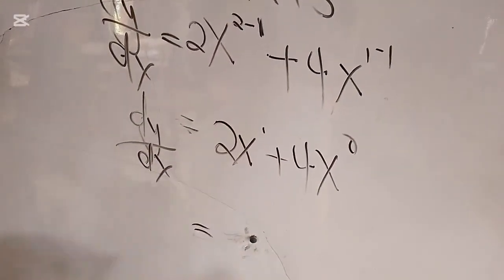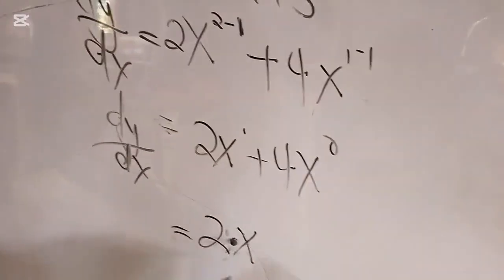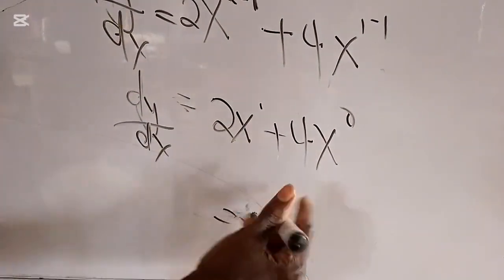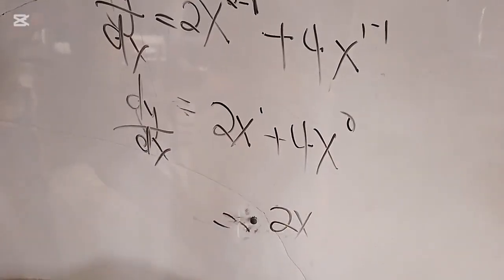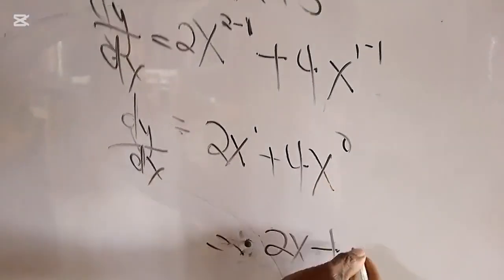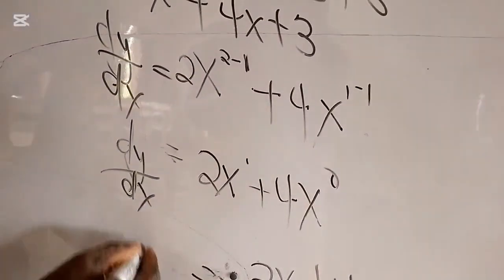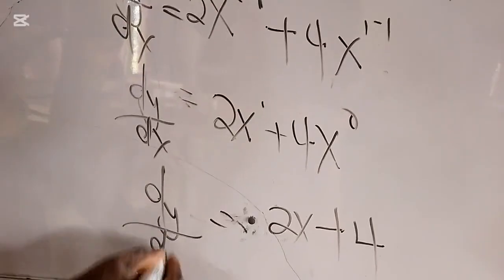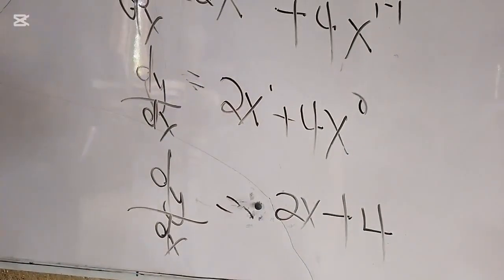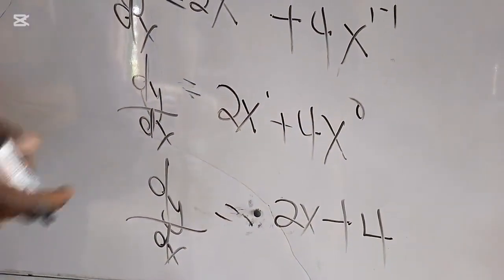So finally, we'll have 2x plus this will give us 1. So 4 multiplied by 1 gives us 4. So this is the solution for the final question we have on the power rule.